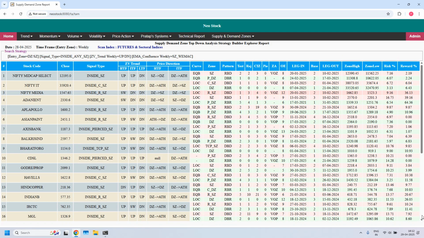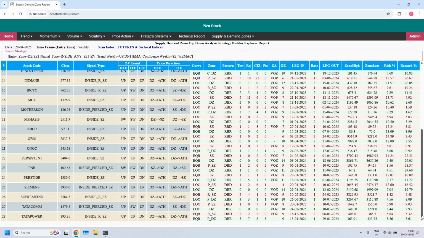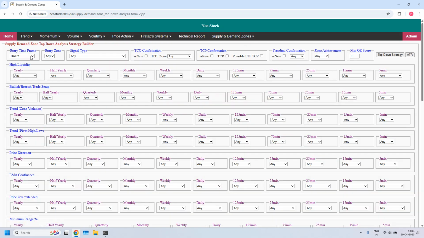Now the list is reduced. First 16 stocks in the list. Scrolling the list down. So total 28 stocks are filtered. So this is about weekly time frame. Next time frame is daily.